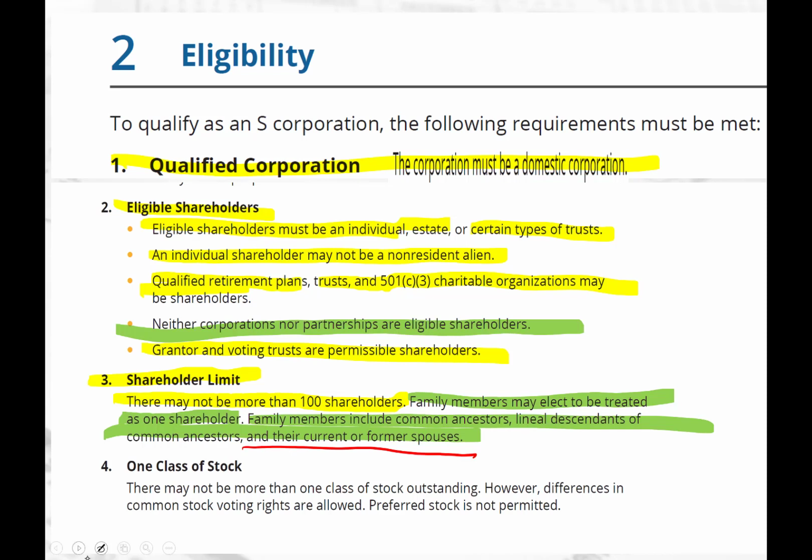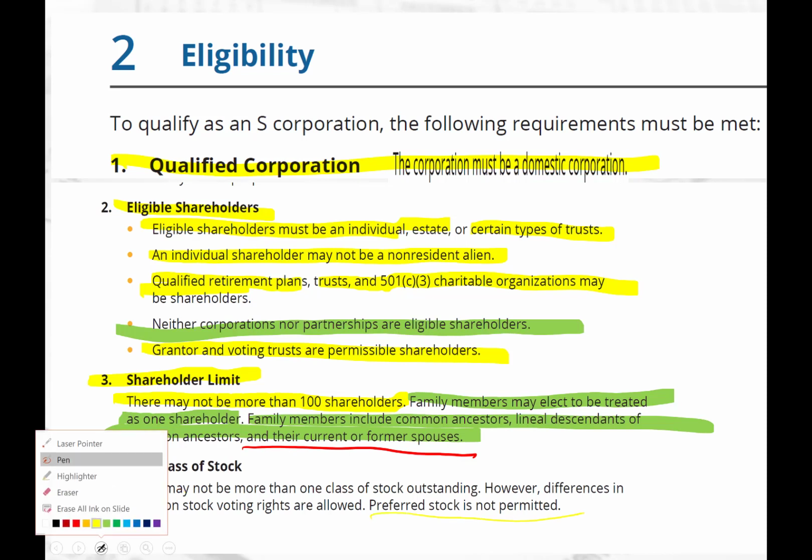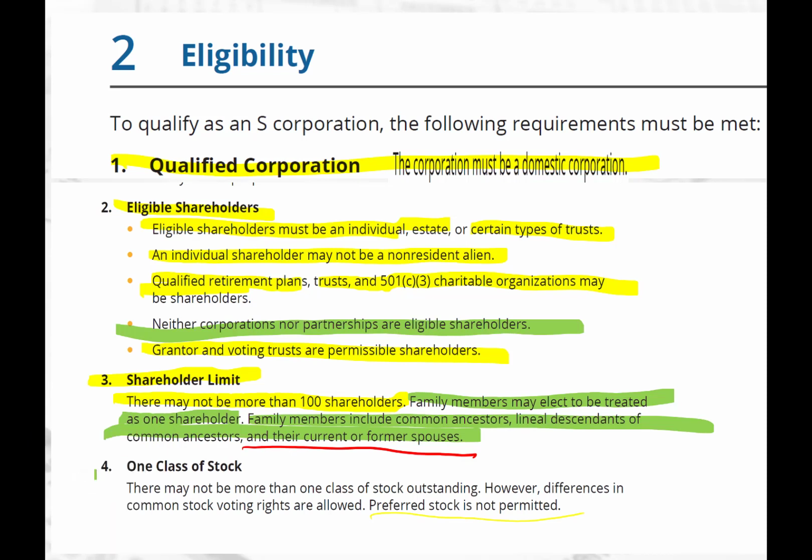Okay, one class of stock. Okay, so no preferred stock, just one class of stock. Preferred stock is not permitted. So you can have one class of stock, probably common stock.